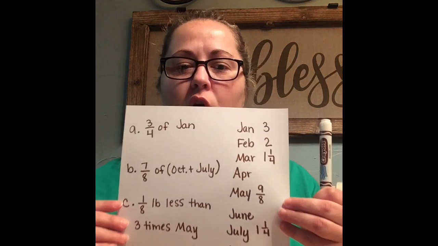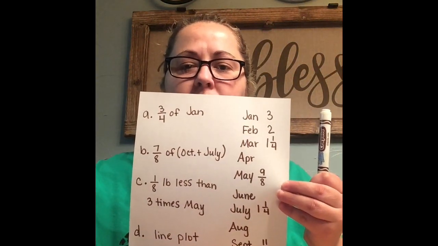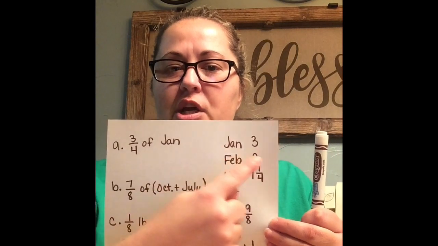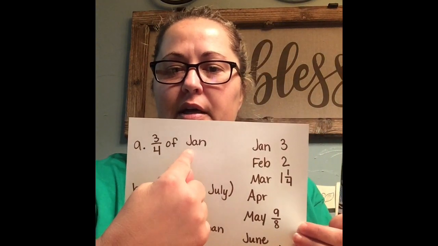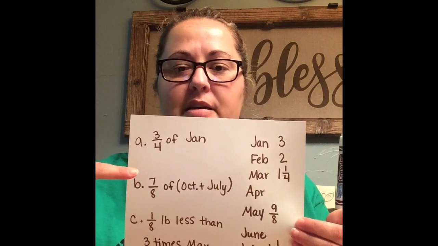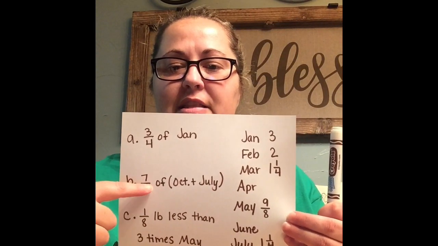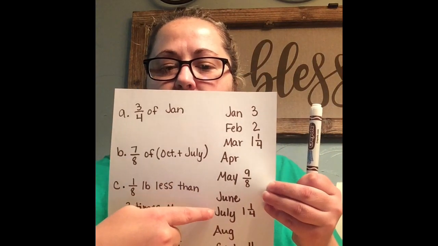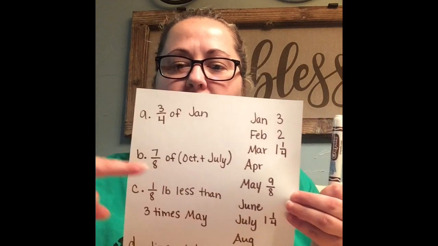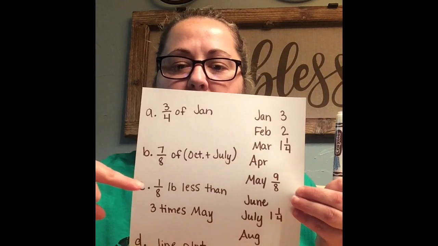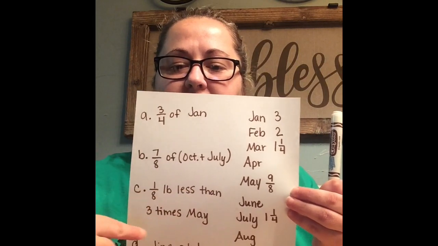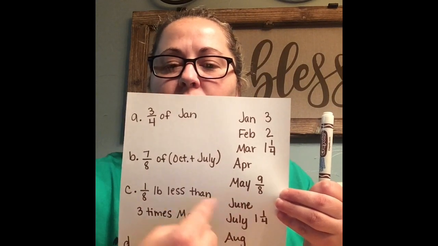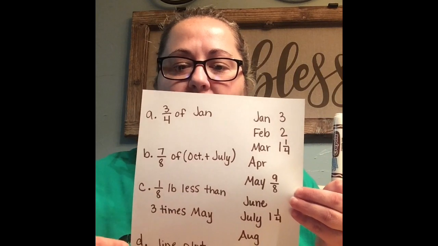The very last one gives you a chart. It gives you January through October, okay? And on question A, it wants to know 3/4 of January. So you got to go to January and plug in the number here. After you've worked all these problems, this should be easy. The next wants to know 7/8 of the amount that you would get in October and July. So there's July, there's October, add those together, and then of means to multiply. 1/8 of a pound less than 3 times May. So 3 times May, and then when you get your total, you're going to take away 1/8.